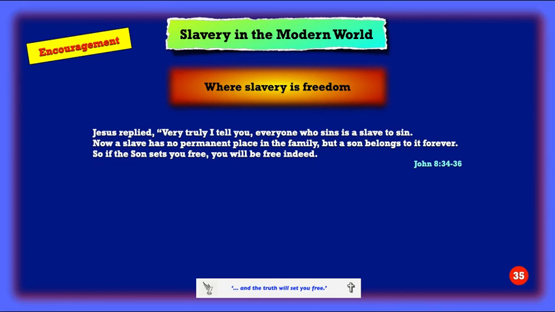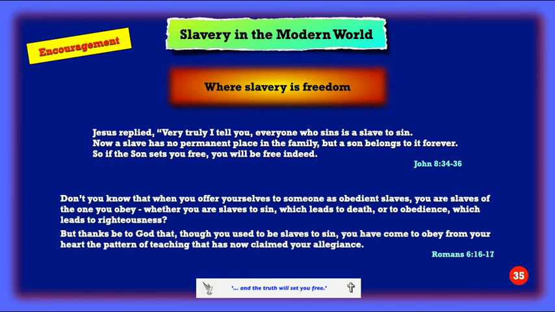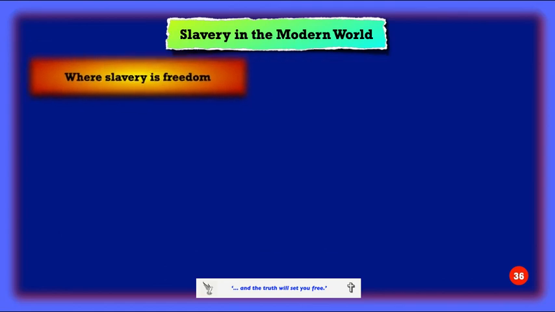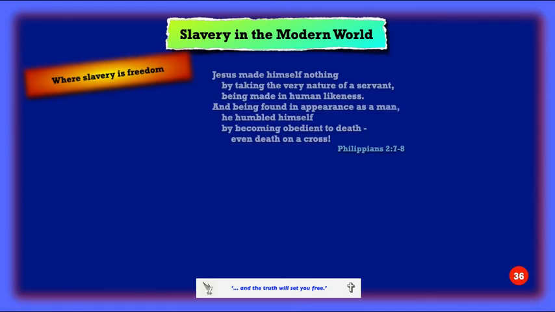Slave to sin, Jesus sets free. Obedient slaves, you are a slave to the one that you have to obey. Slavery to sin, that points to something better. The strange paradox where slavery is freedom. Jesus made himself nothing, taking the very nature of a servant, a slave.